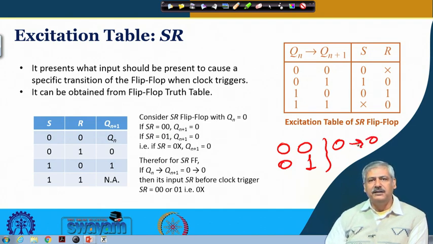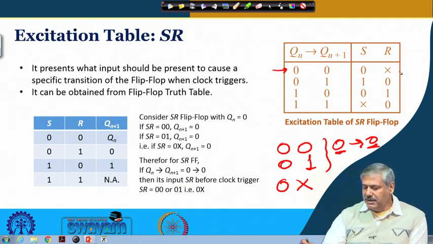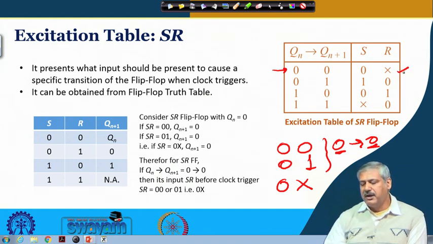And how can we represent it in more compact form? We can write this as 0X. X stands for don't care. So that means S needs to be 0 and R could be any of 0 or 1, for which if the previous value was 0, next value for sure will be 0. This is what is coming as entry into the excitation table. So 0 to 0, you can see the input required is 0, 0 or 0, 1, in more compact form 0X. Is it okay?